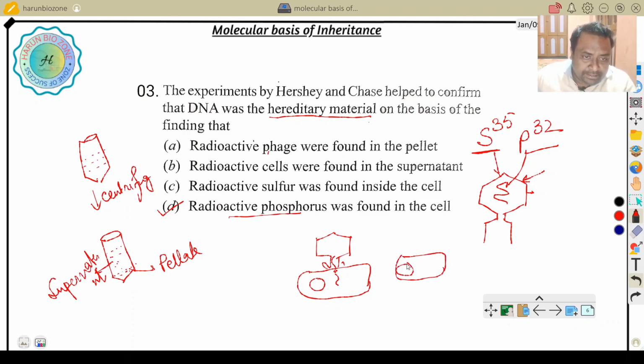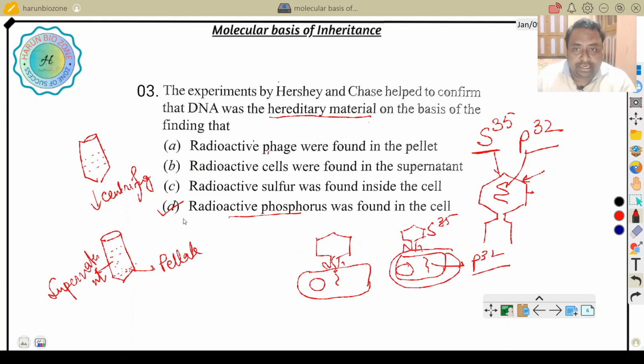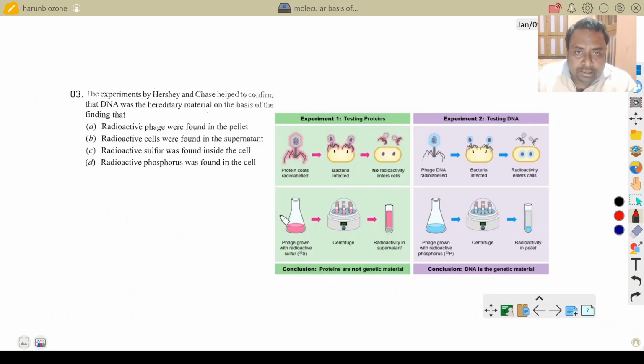So here the viral DNA enters the bacteria, and the capsid protein remains outside of the bacteria. So S35 does not show here. Here we see P32. When we centrifuge, this bacterial cell contains radioactive phosphorus. So here the right answer is D. And this is the Hershey and Chase experiment. Okay.